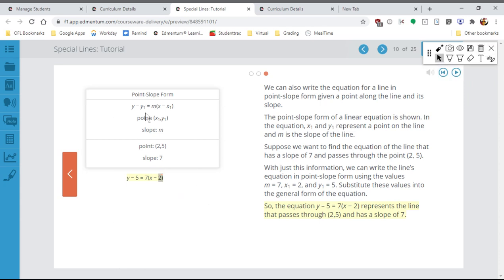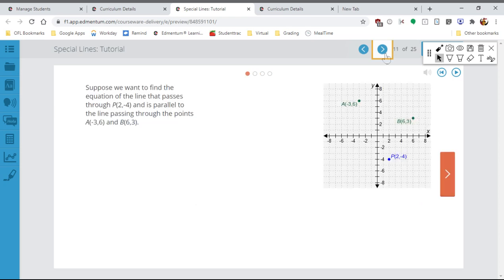I personally prefer just using y-intercept form. I'm not the biggest fan of slope point form, but it is useful if you just plug it in and then just solve for y.